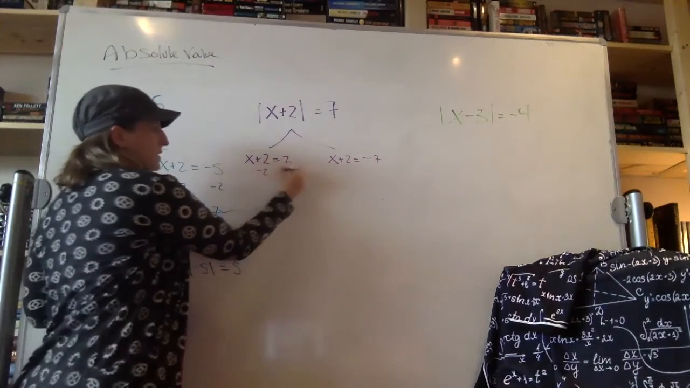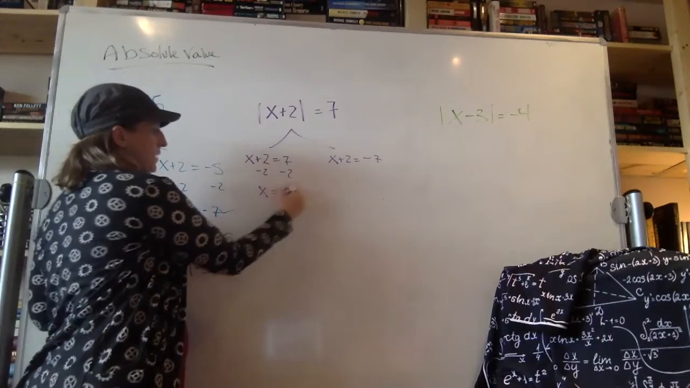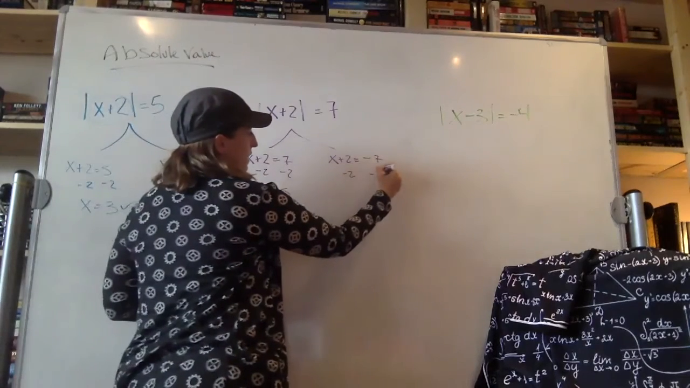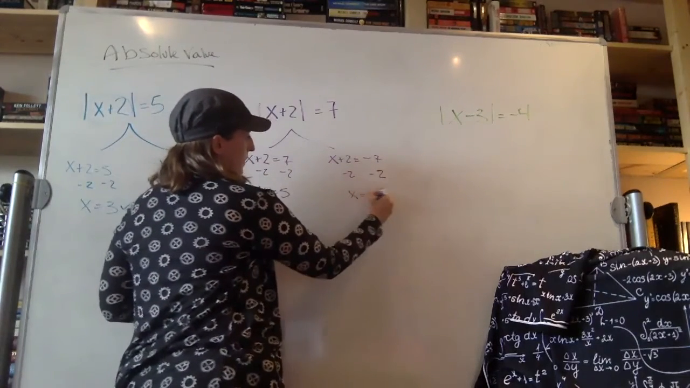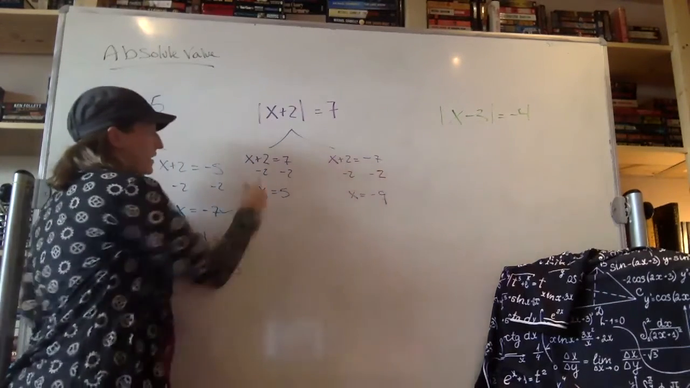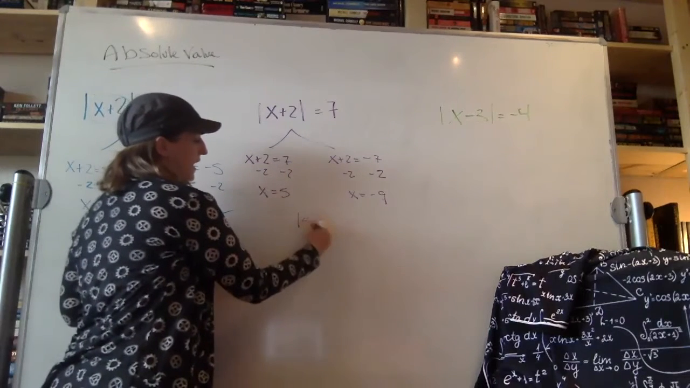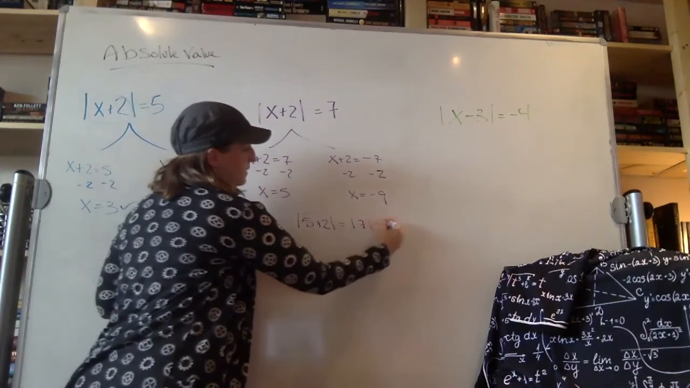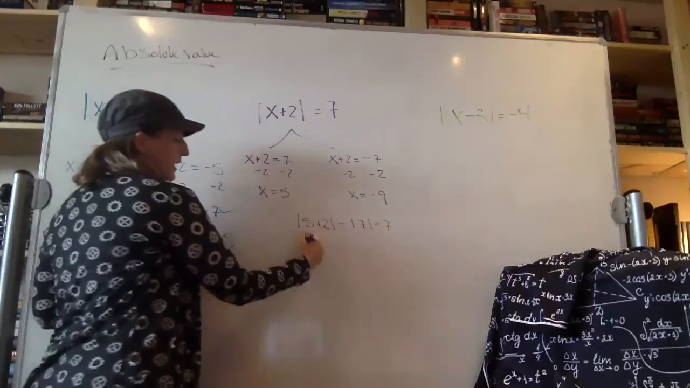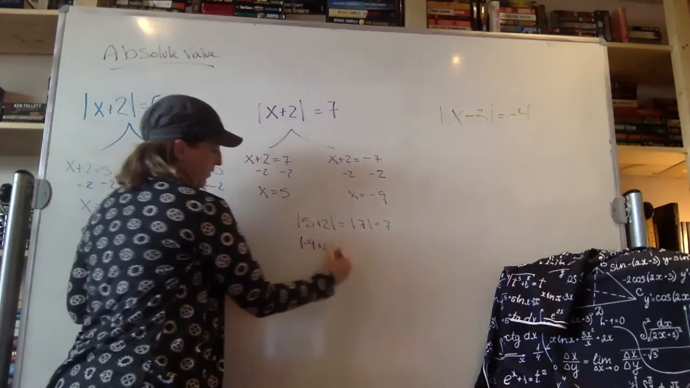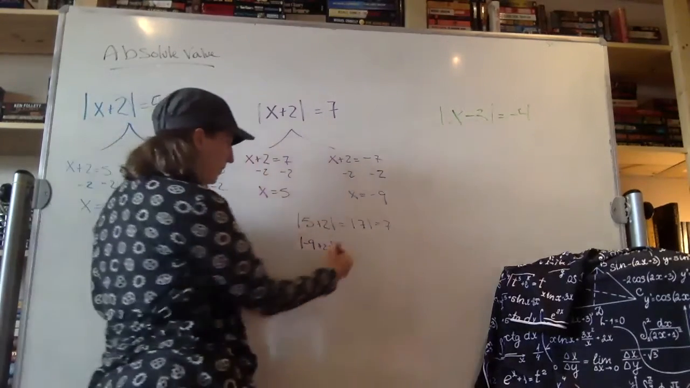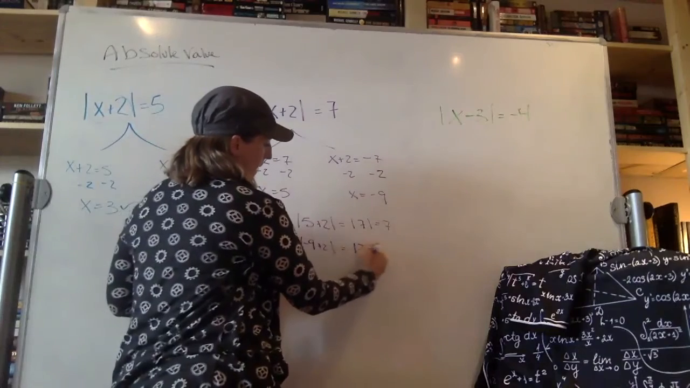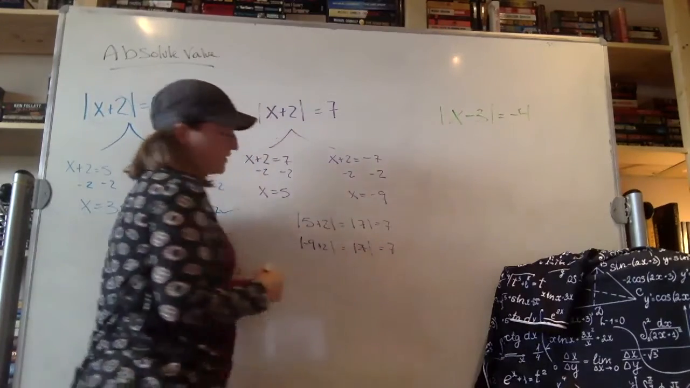Solving both of these, subtracting 2 here gives me x equals 5. Subtracting 2 here gives me x equals -9. Let's go ahead and check these. Plugging in 5, I have 5 plus 2. 5 plus 2 is 7. The absolute value of 7 is 7, so we're good. Plugging in -9, I have -9 plus 2. -9 plus 2 is -7. The absolute value of -7 is 7, so we're good.